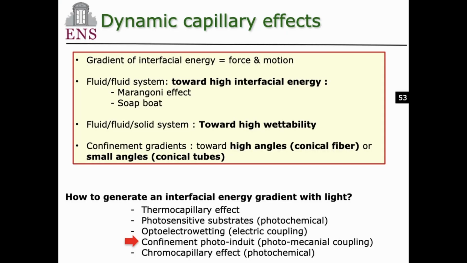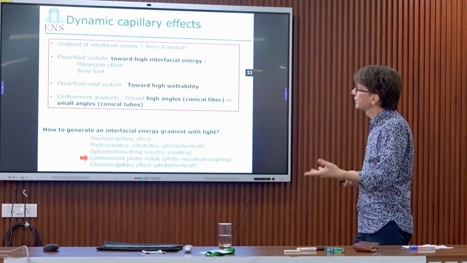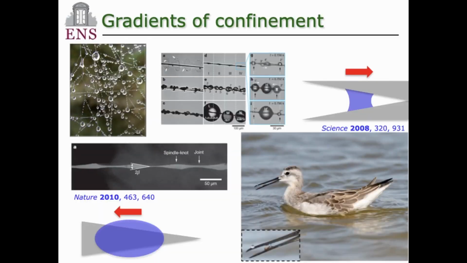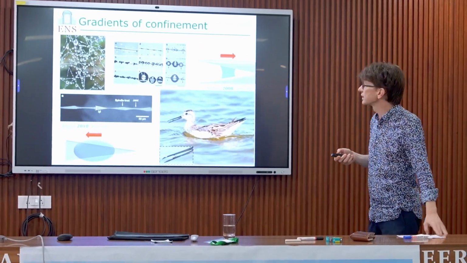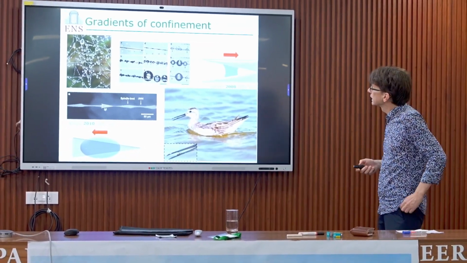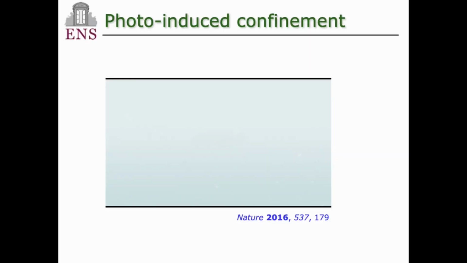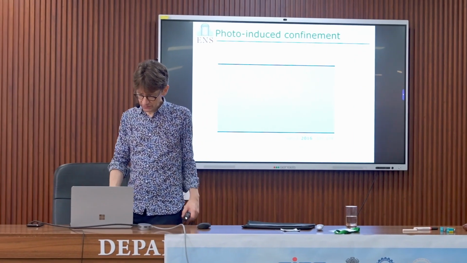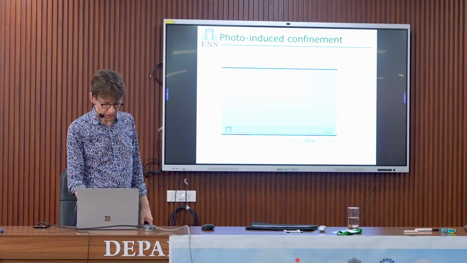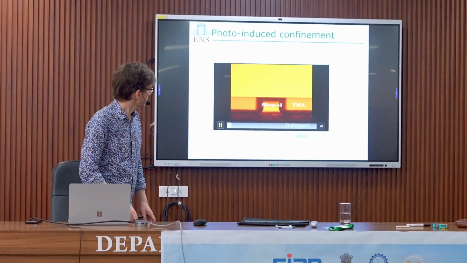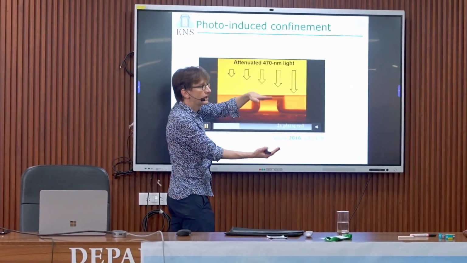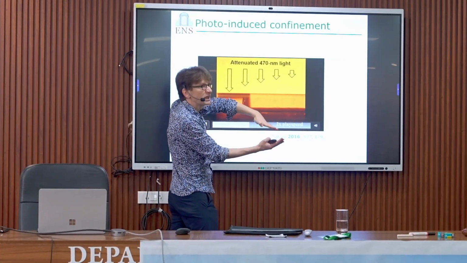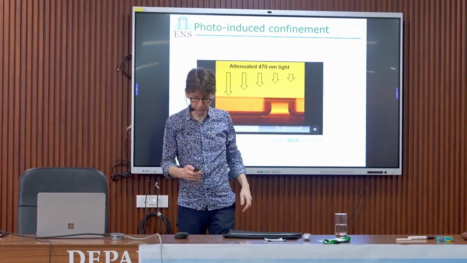And then confinement. I showed you the bird, I showed you the spider, so you know that you can control fluids by confinement, by a gradient of confinement. And then people had the idea that you can use the gradient of confinement and control it with light. I was actually a reviewer of this paper. And you will see it's quite interesting. They do like the bird, but using light. So yes, they have a polymer, and this polymer, depending on the light, will change its diameter, and with that they can control the liquid motion.